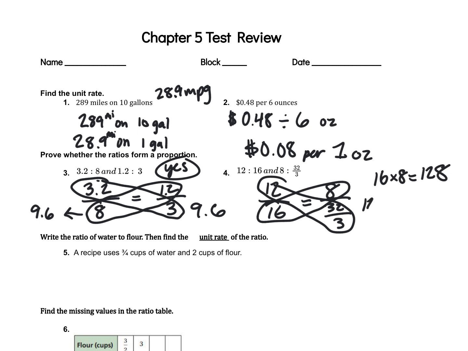Next up, we've got 12 over 1 times 32 over 3. This can be simplified down a little bit. 4 times 32 also happens to be 128. So we would also get a yes, this is proportional.